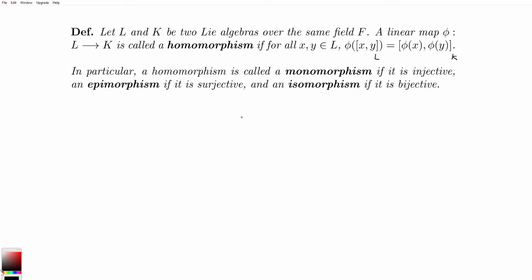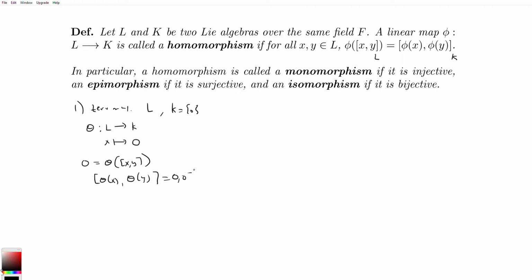Okay, and so with that being said, let's take a look at a couple of examples. Example 1 is going to be the zero map. So if we say L is some Lie algebra and K is just the zero space, with trivial bracket, then the map theta that sends L into K, where theta of x is always sent to 0, is going to be a homomorphism because theta of the bracket of x and y is always going to equal 0, since the bracket of x and y is just sent to 0. But on the other hand, we also have that the bracket of theta of x with theta of y is going to equal the bracket of 0 with 0, which is equal to 0. So these two guys agree.